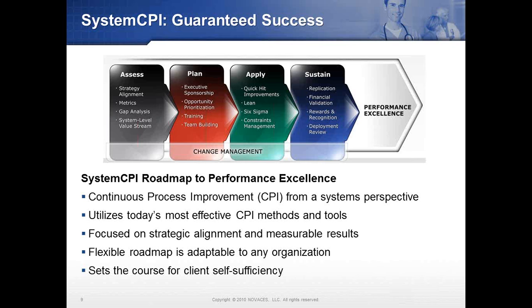System CPI guarantees the success of a Lean Six Sigma deployment. It provides a standard roadmap, a step-by-step path to success, and here's what it looks like. 4 phases: assess, plan, apply, and sustain. And the first two, assess and plan, are done very quickly, in a couple of weeks, called a jump start, so that you can start realizing return on investment very quickly. And of course, everything that System CPI does is leading towards 2 things: sustainment and self-sufficiency.